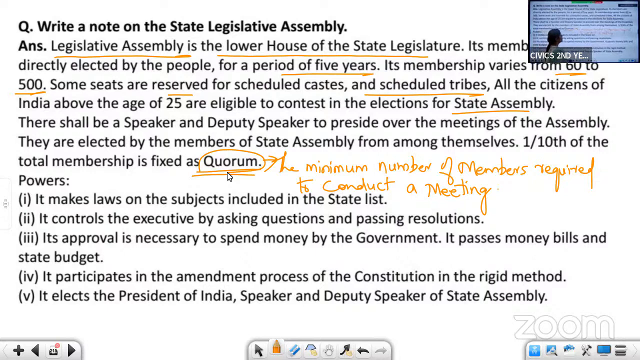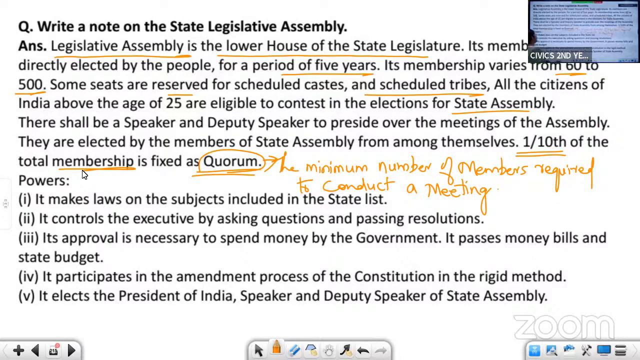So, the quorum of the State Legislative Assembly is fixed as 1/10. The quorum is fixed as 1/10 of the total membership. Similarly, the quorum for Lok Sabha is also 1/10. Usually it is the speaker who decides the quorum, but it is fixed as 1/10 of the total membership.